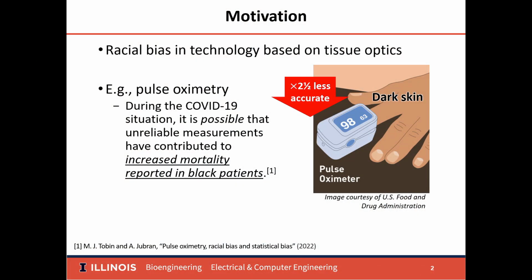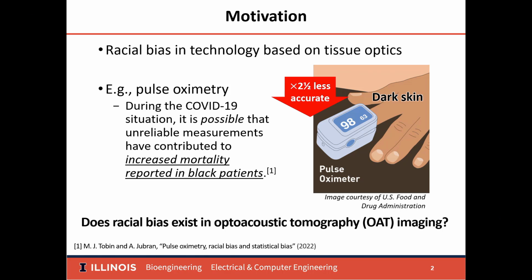Many studies have reported racial bias in techniques that employ tissue optics. One of the examples is pulse oximetry. A study has shown that pulse oximetry can be 2.5 times less accurate in patients with darker skin, which may have contributed to increased mortality reported in Black patients during the COVID-19 pandemic. Since optoacoustic tomography, OAT, is also based on tissue optics, we wanted to find out whether racial bias exists in OAT imaging as well.